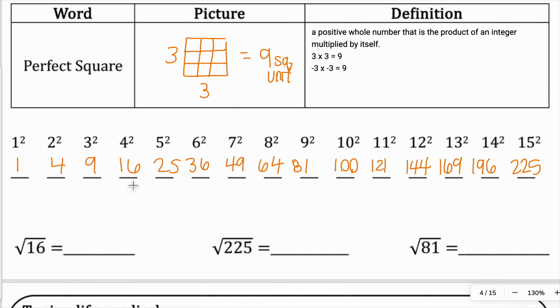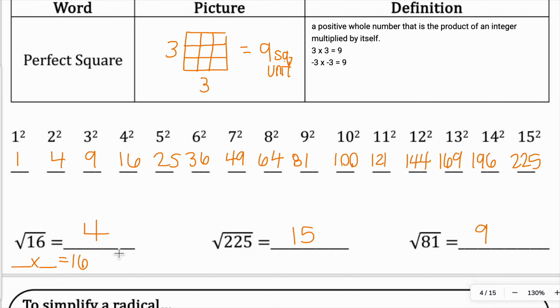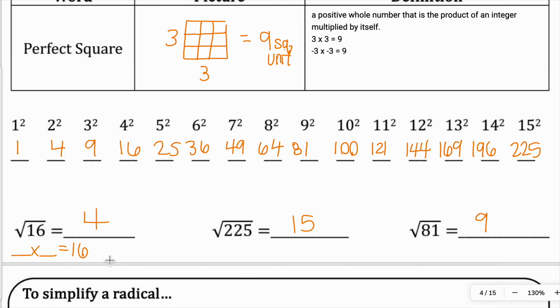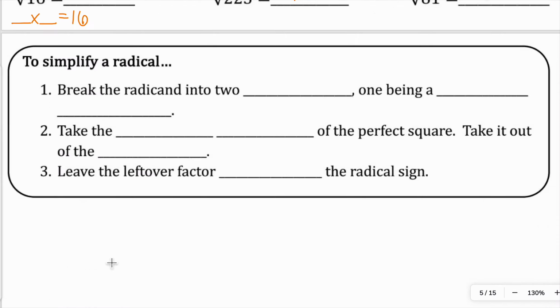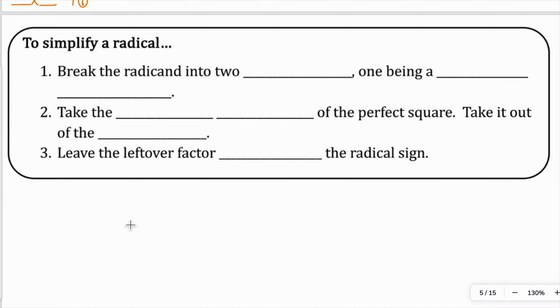So these are squaring numbers, and then to find the square root, you're just working backwards. So the square root of 16 means what times what is equal to 16, and that number is 4. The square root of 225 is 15, and the square root of 81 is 9. Keep in mind, you could have a positive or negative here, but I'm mainly concerned with, can you just find the square root?